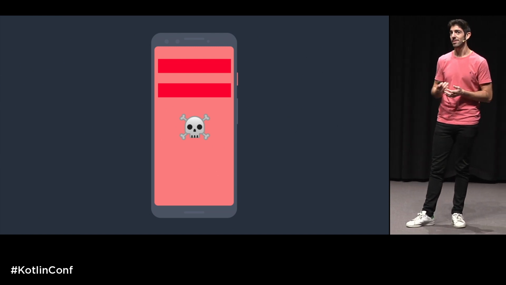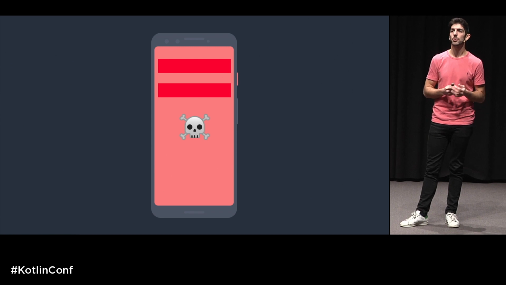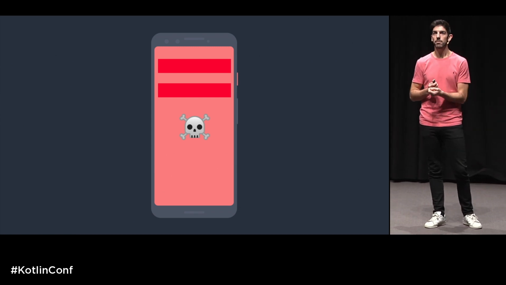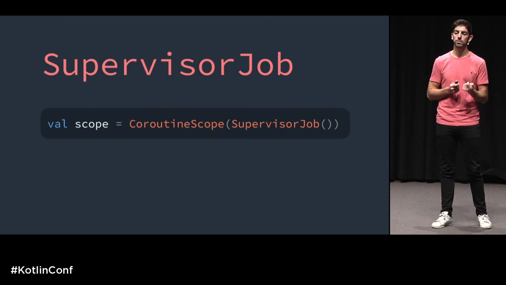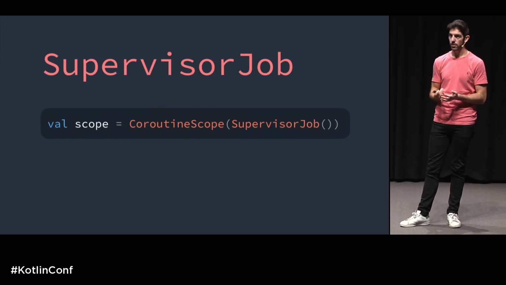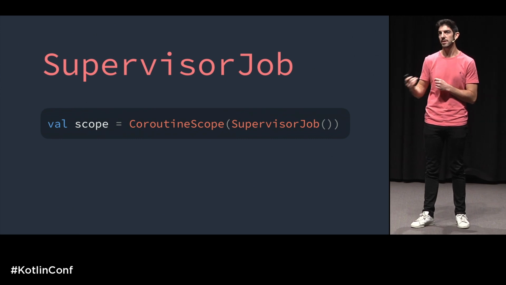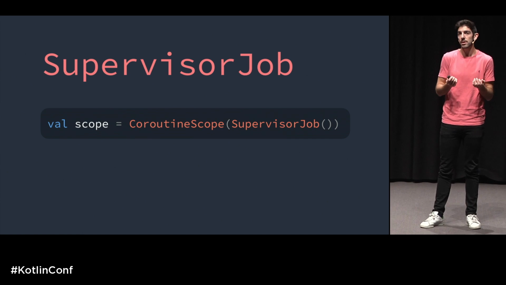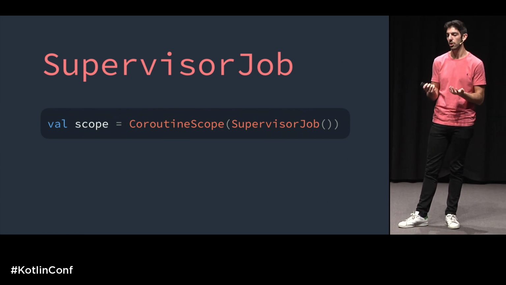And at some points, we don't want to have that behavior. So do we have any other alternative? An alternative here is a different implementation of job, which is the supervisor job. And this is just another job with certain characteristics. And for example, you can use it here. You can pass it to the coroutineScope as if it was another job.